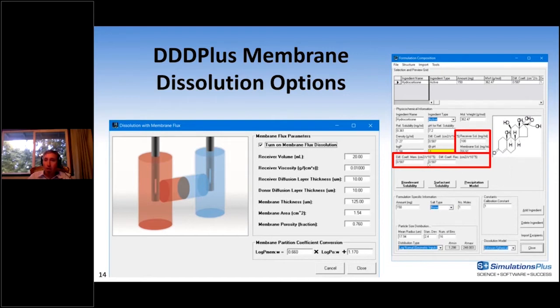This is automatically calculated based on the log P, but you can also manually set it if you measure that. And then you can set up the diffusivities in the membrane and the receiver phase. So these are key parameters that may not be known, and so they may need to be fit to experimental data or measured with an in vitro experiment.